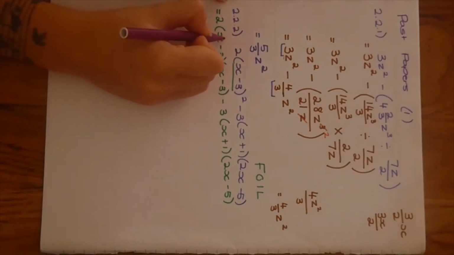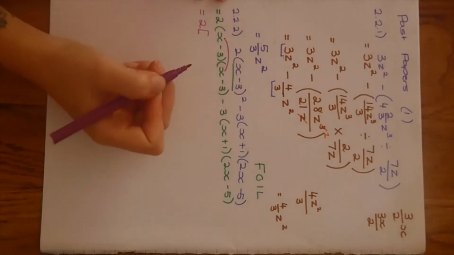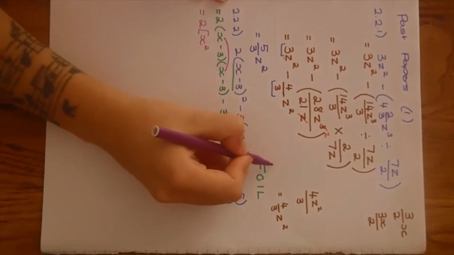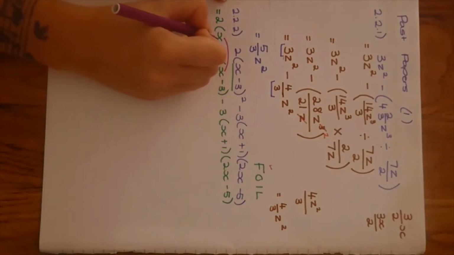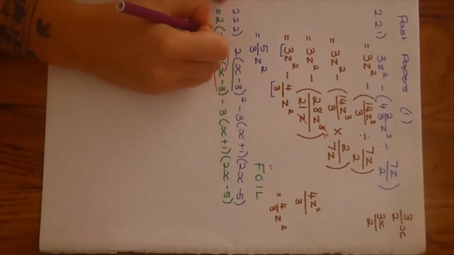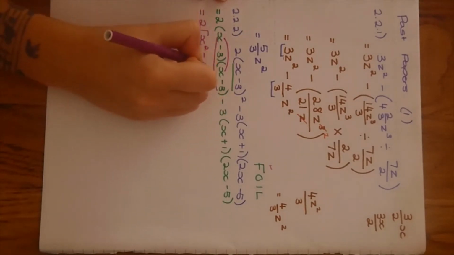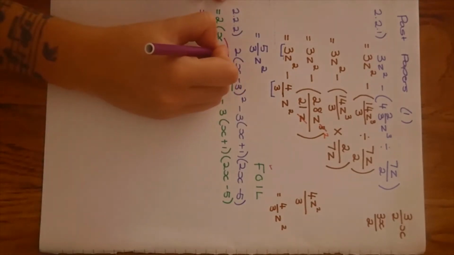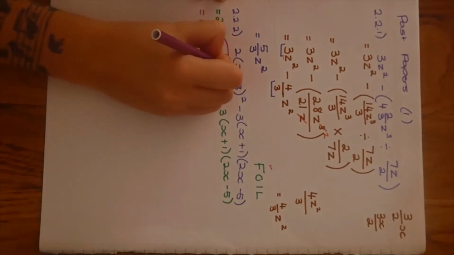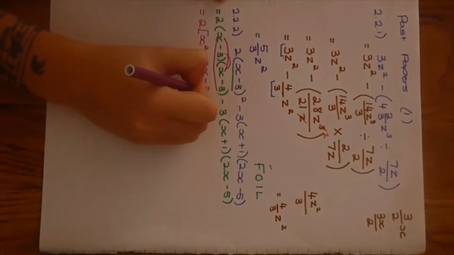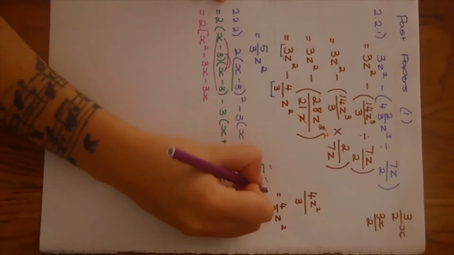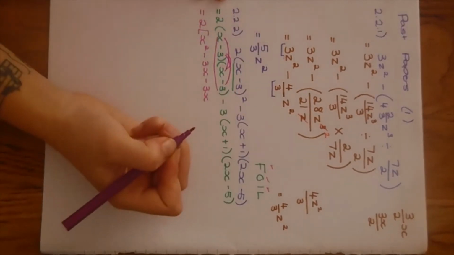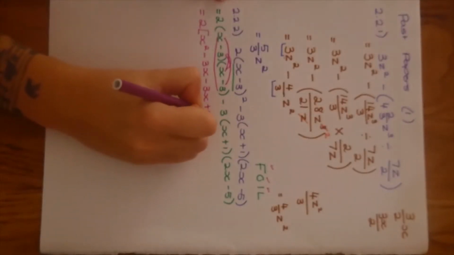So over here, first times first means x times x. X times x is x squared. So that's first. Then I must do outer. Outer is the outermost ones. X times negative 3 is negative 3x. Then we have inner, which is the 2 innermost ones. Minus 3 times x is minus 3x. So we've done outer and we've done inner. And then we must do last. So it's minus 3 times minus 3, which is positive 9.